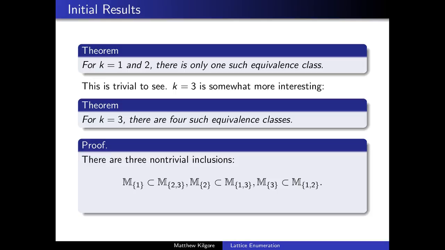There are 3 non-trivial inclusions: M1 subset M23, M2 subset M13, and M3 subset M12. The number of these you choose corresponds to the equivalence class. If you're wondering why it makes a difference, or rather why it doesn't make a difference which one you choose, it's because of the permutation. M1 subset M23 is under permutation the same as M2 subset M13.